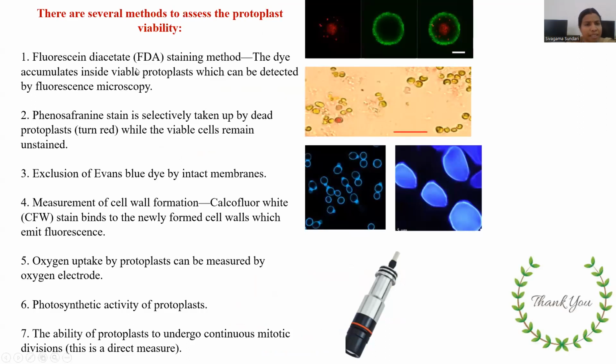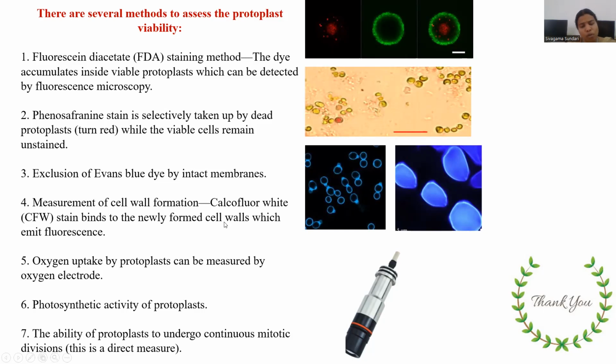First one is the fluorescein diacetate staining method. This dye, if you apply it to your isolated protoplast, will stain only the viable protoplast. Dead protoplast will stain red. This is the first picture. Second one, phenosafranine stain is also there. It only stains the dead cells red. So the red ones you can discard, and the ones which are not stained you can take as viable. Then exclusion of Evans blue dye, which only touches the intact membrane, so that you can screen it.